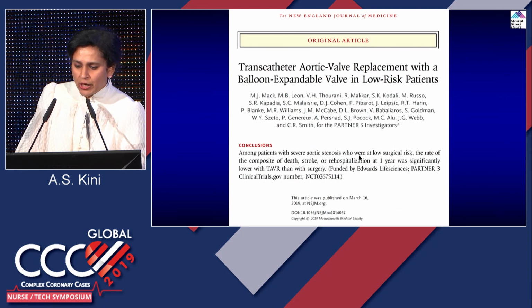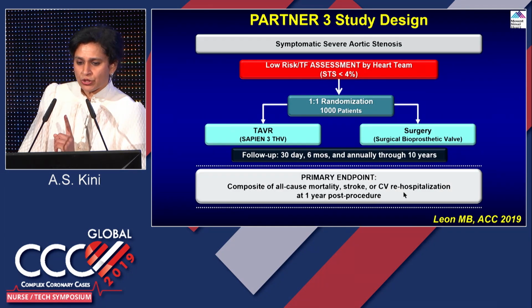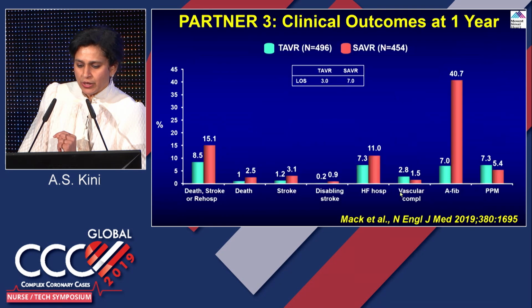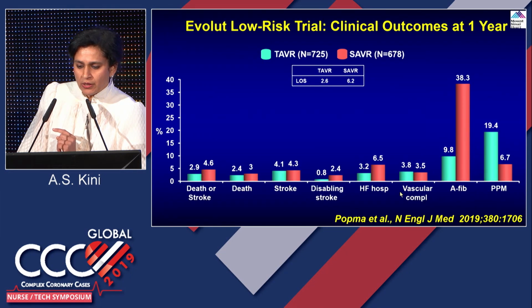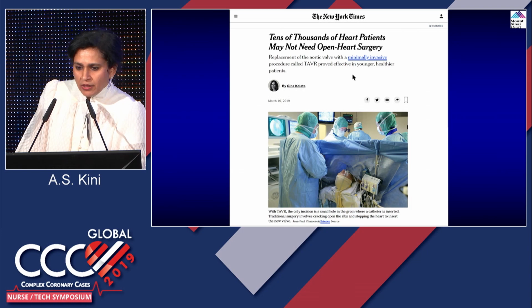Among patients with severe aortic stenosis who were at low surgical risk, the rate of the composite of death, stroke, and rehospitalization at 1 year was significantly lower with TAVR than with surgery. Okay, very important, lower than with surgery. This was the Partner 3 trial. This is the same for the Evolut. So the New York Times, what did it say? Tens of thousands of heart patients may not need open heart surgery.